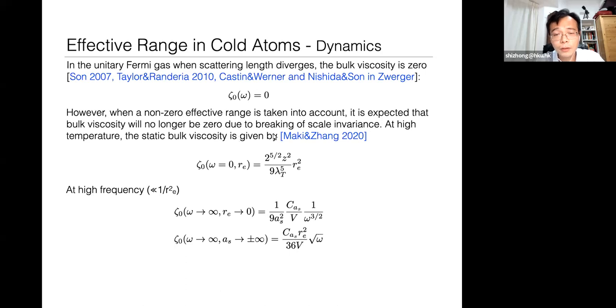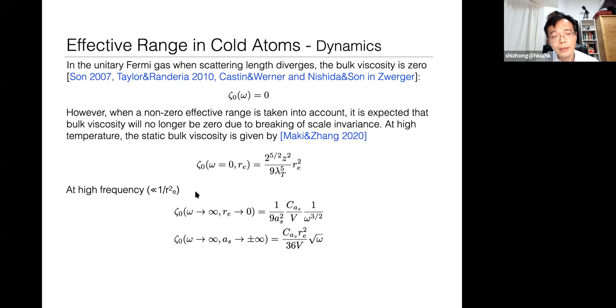And also, this expression is for the zero frequency part at resonance, where you see that the effective range dependence is r_e squared, and ζ here is essentially the bulk viscosity. This is the calculation by Jeff Maki, and this λ_T is the thermal de Broglie wavelength. So I'll come back to this result later.